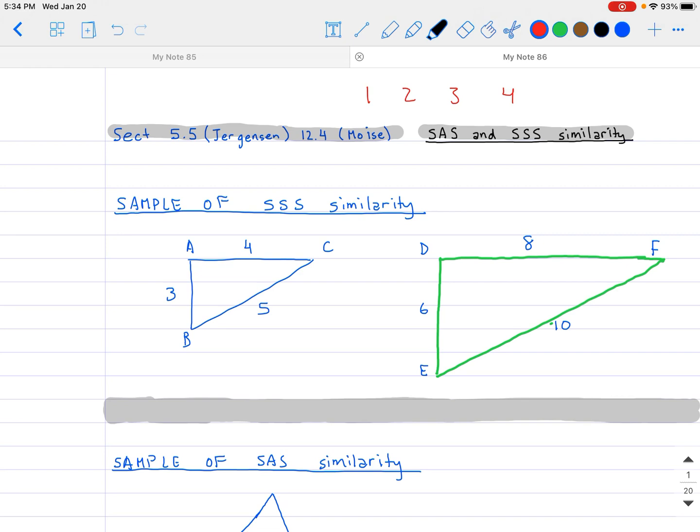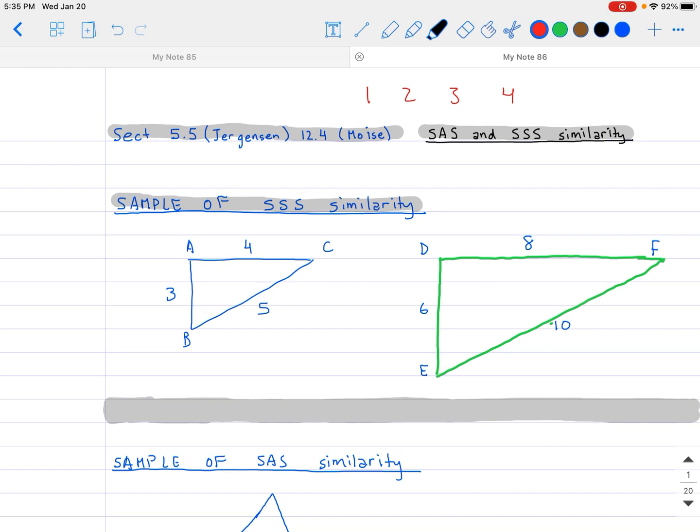Now, back in the first semester, we learned how to prove two triangles are congruent if they are SAS congruency or SSS congruency. So for similarity, we actually have something on par with that also, similar if you would, pun intended. So here is an example where two triangles are going to be similar to each other because their sides are all proportional to each other.